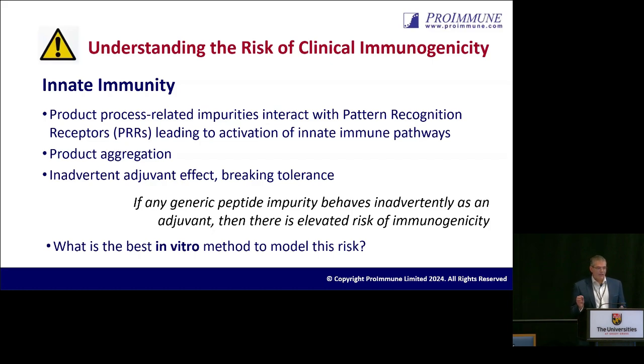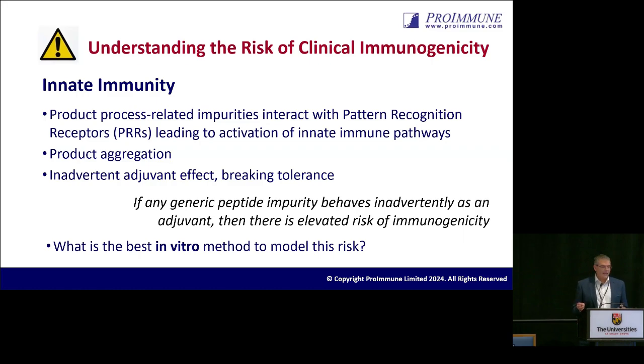Why do we really care about that? Particularly because if we trigger innate immune pathways, they can actually break tolerance. So our drug, or these impurities, have an inadvertent adjuvant effect. That breaking of tolerance happens because they then work in concert with the adaptive immune response that we've been hearing about this morning, leading to an unwanted immune response. So if any generic peptide impurity behaves inadvertently as an adjuvant, we have an elevated risk of immunogenicity.